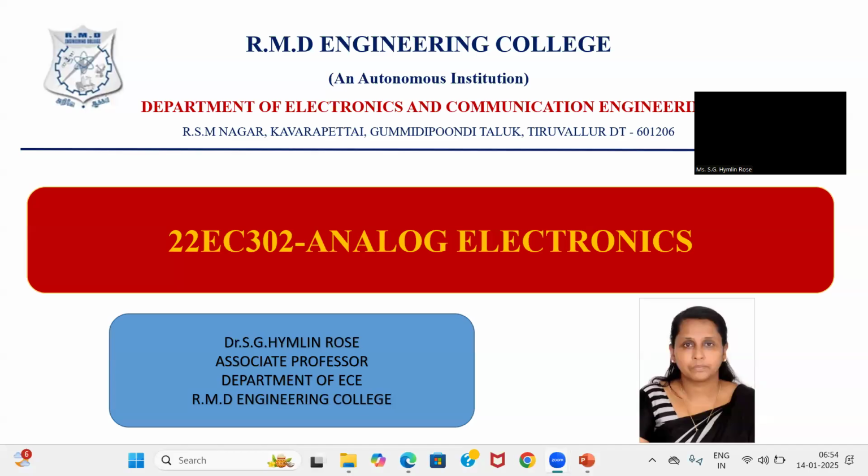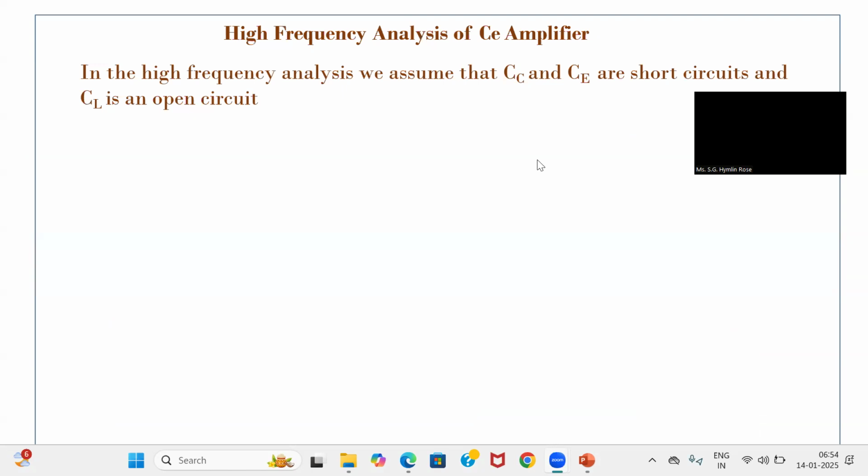Good morning to all. Today we will discuss the high frequency analysis of a common emitter amplifier in the subject analog electronics. So, what is high frequency analysis of a common emitter amplifier? It involves understanding how the circuit capacitance and the signal frequency affect the amplifier's voltage gain. Based on the input capacitance, the reactance of the capacitors in the circuit changes with the signal frequency, which affects your output voltage.